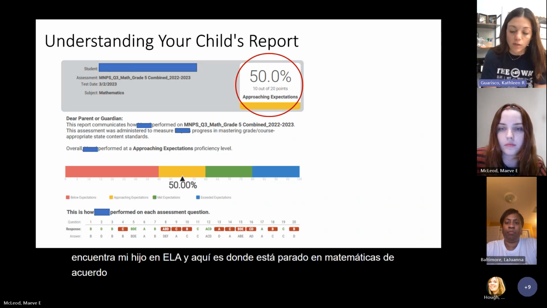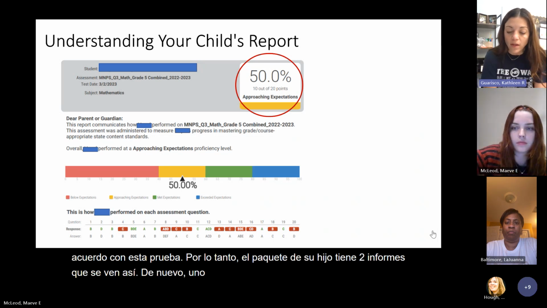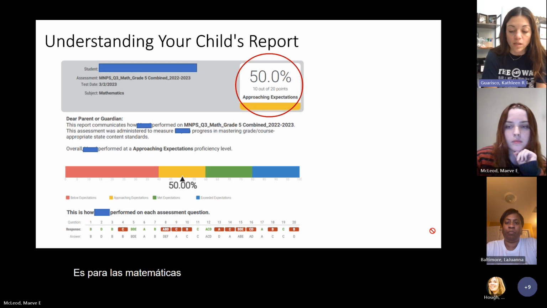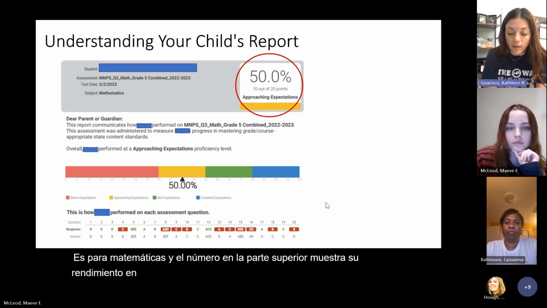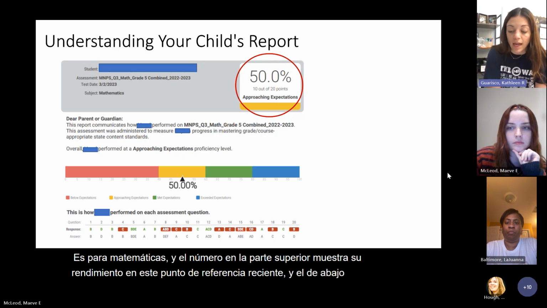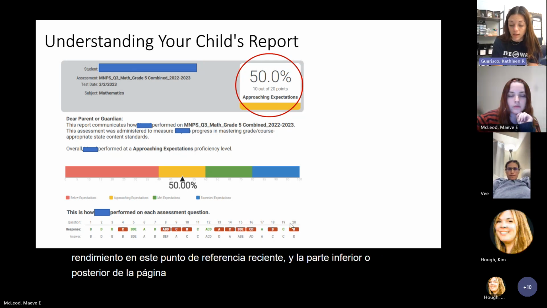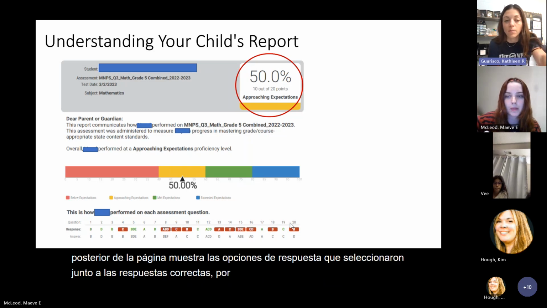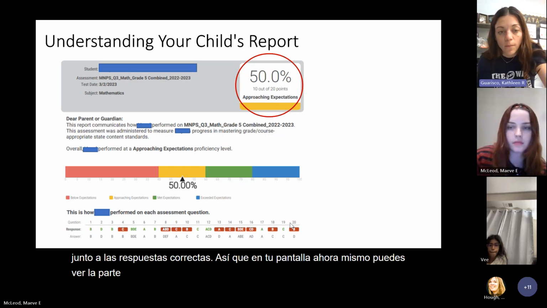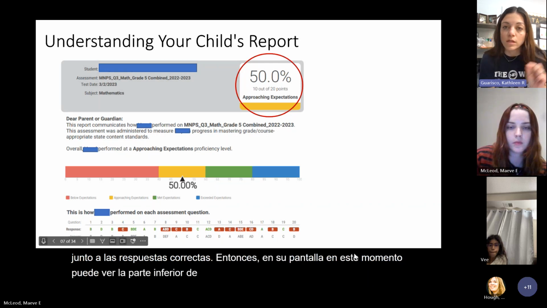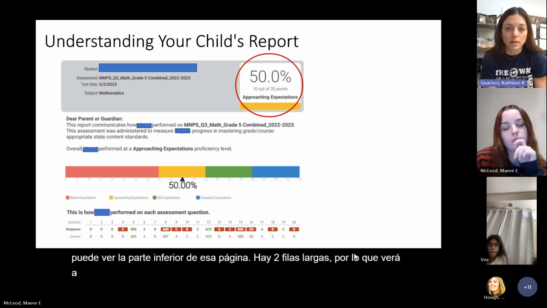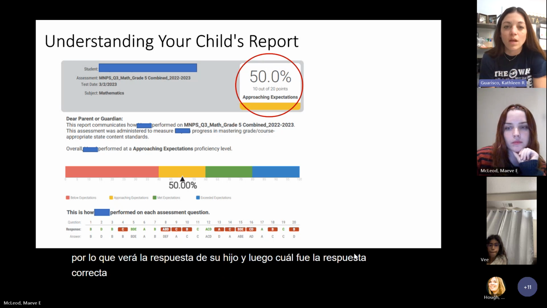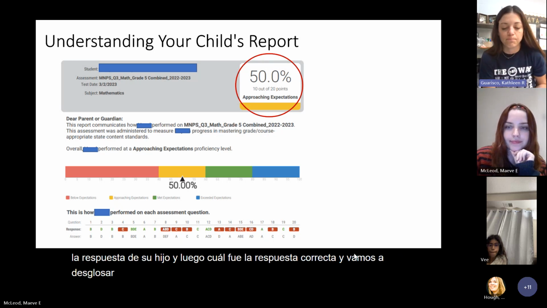So your child's packet has two reports that look like this. Again, one is for ELA, one is for math. And the number at the top shows their performance on this recent benchmark. And the bottom or the back of the page shows the answer choices that they selected next to the correct answers. So on your screen right now, you can see at the bottom of that page, there's two long rows. So you'll see your child's response and then what the correct response was. And we're going to break down what the percentages mean in just a minute.